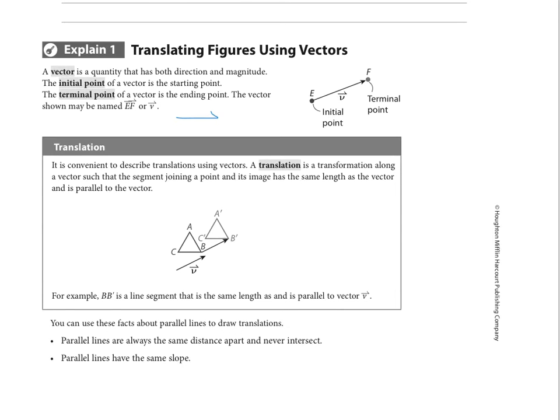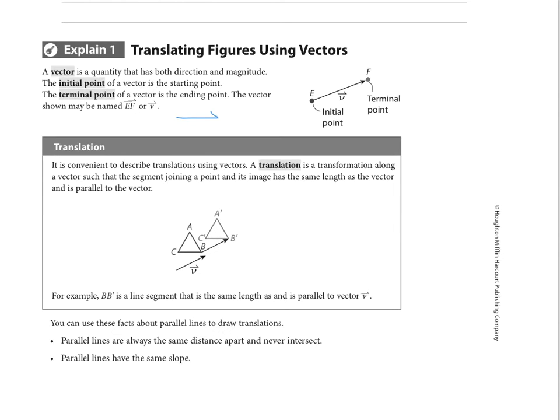The important thing to know about a vector is that when it's used in a translation, it is showing you what direction a figure is going to move and how far. And for every single point, as you can see here in this diagram, we had our original pre-image triangle ABC that was translated along vector V. Notice the end triangle, or the image triangle, with our prime notation A prime, B prime, and C prime.